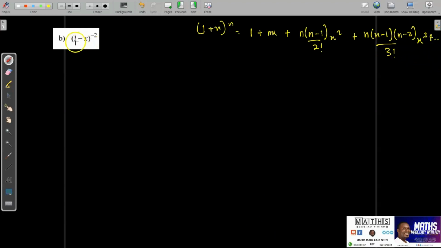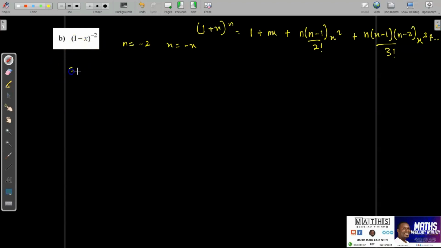So considering our question to be 1 minus x all to the power minus 2, then we must ask ourselves, what is our n value? From this question, n value is what? -2. What is our x value? -x. It's negative x. Per this, x was positive, but per the question, x is negative. Are you clear? Yes, sir. So let us substitute.